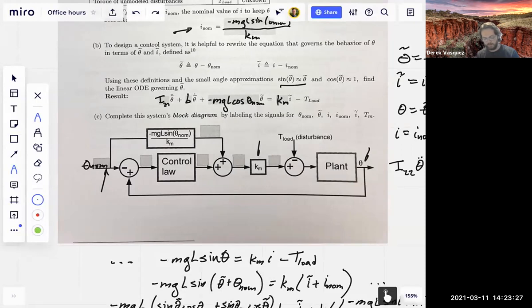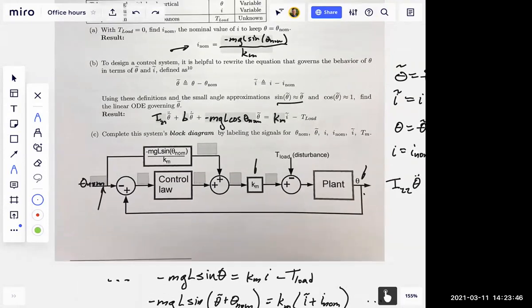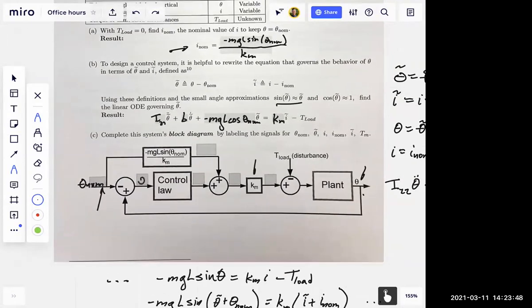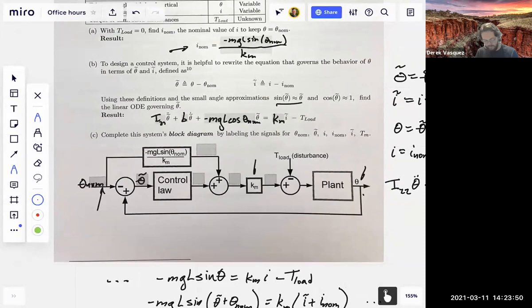So into this summing junction, we have a negative theta nominal, and we have this theta coming all the way around here and going positive into that summing junction. We're going to have theta minus theta nominal. And so then what comes out of that summing junction? Theta tilde. That's exactly right. So that signal, that number right there, is theta tilde.